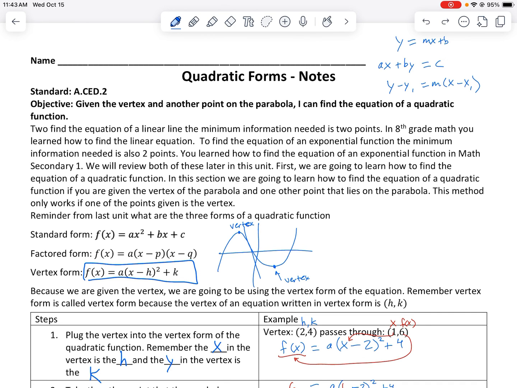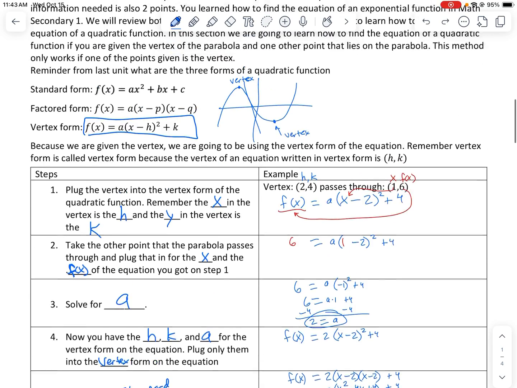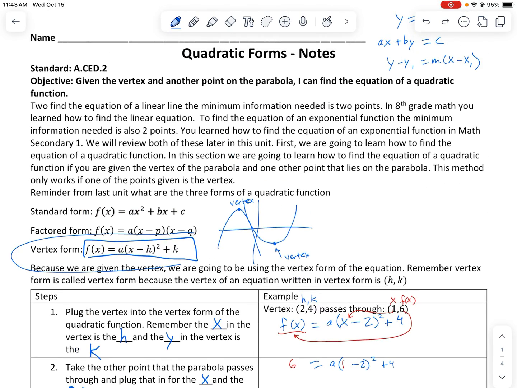Hello, ladies and gentlemen. Time for part 2 of our quadratic forms. Last time we talked about vertex form for quadratics. Today we're learning about factored form.